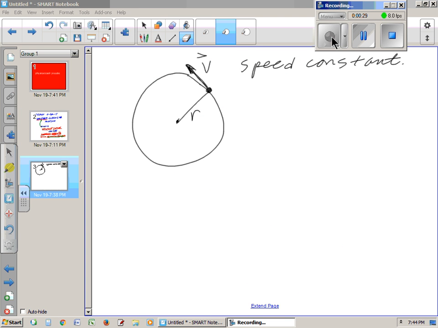For example, let's say we take a rope and tie it around a rock and twirl the rope around at a constant speed. This would be uniform circular motion.